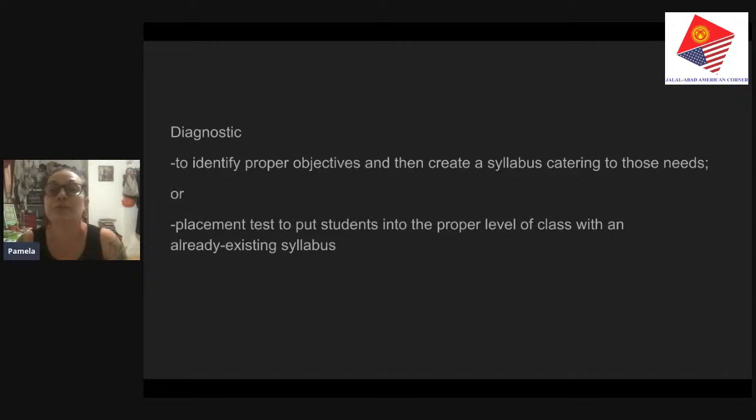So it could be a placement test to find out what class they need to go into, which is a different form of diagnostic. So this is about finding out what the student needs are so that we can address them.